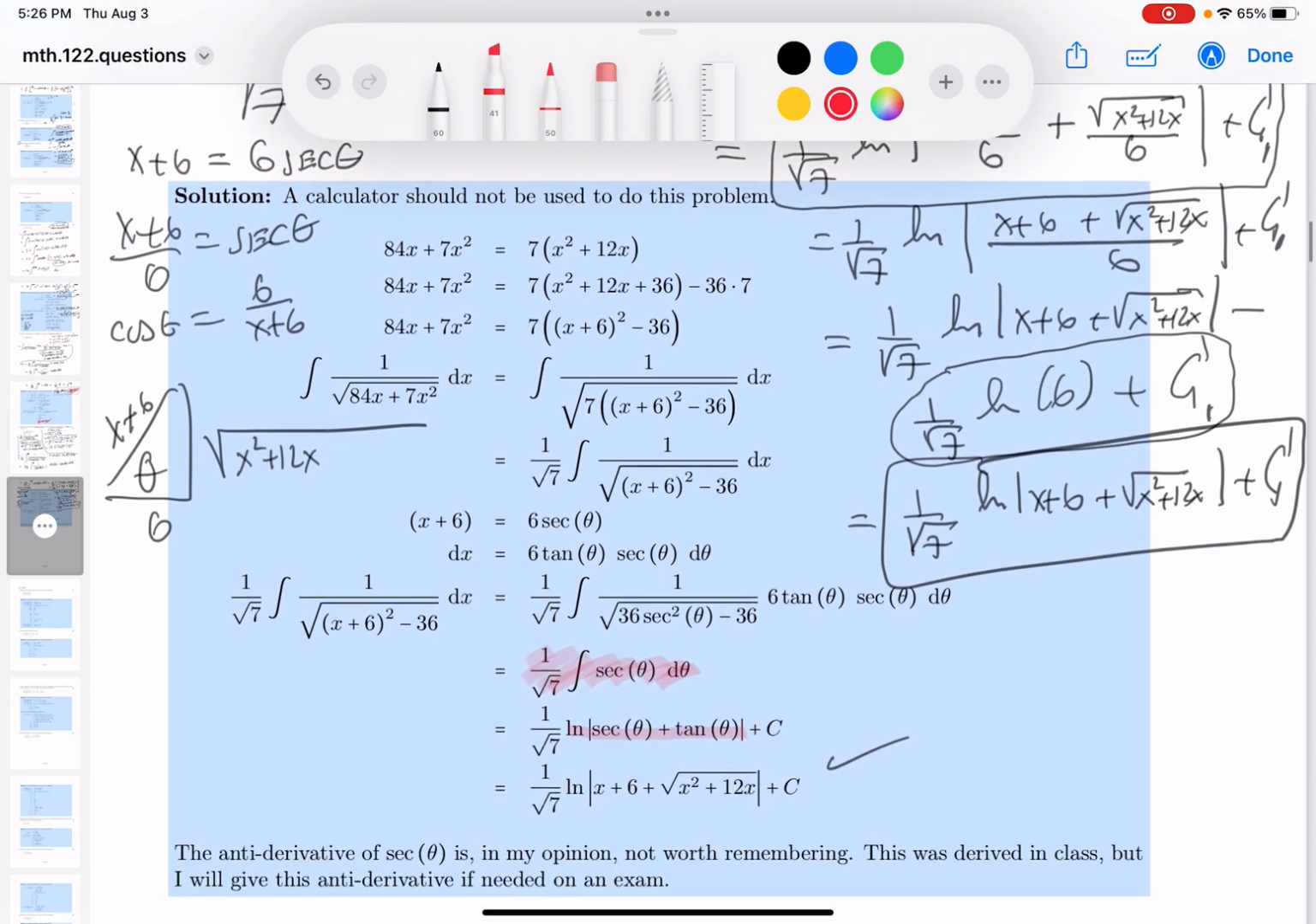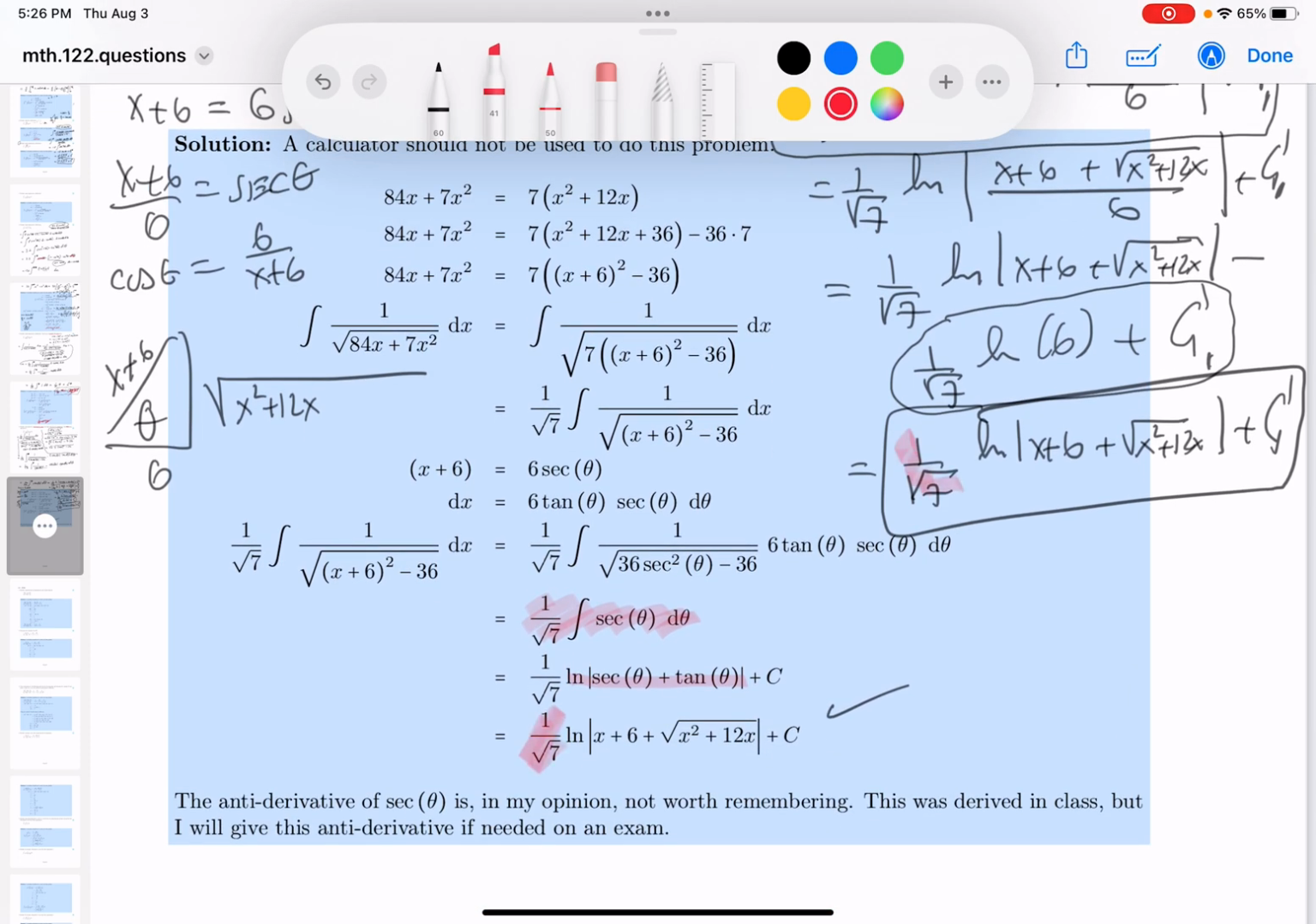Red pen comes out. Let's take a look at it. 1 over root 7, done. Natural log, absolute value, x plus 6. Let's see, square root. We got that. Everything is working as advertised. Thank you.